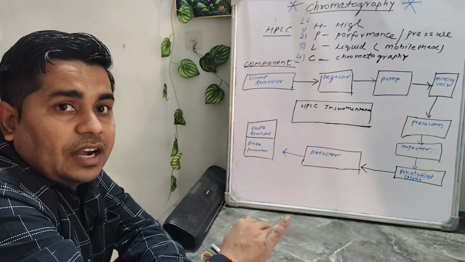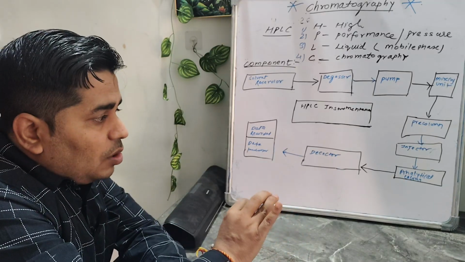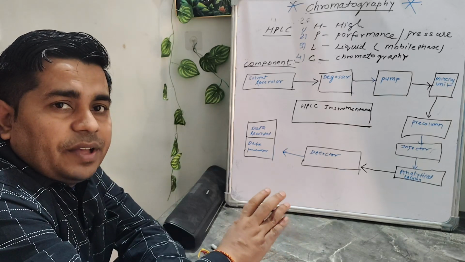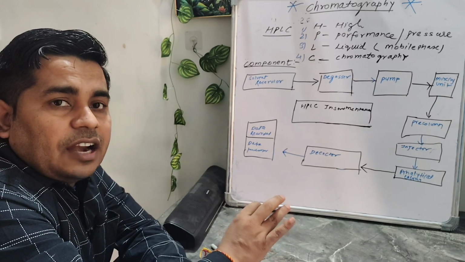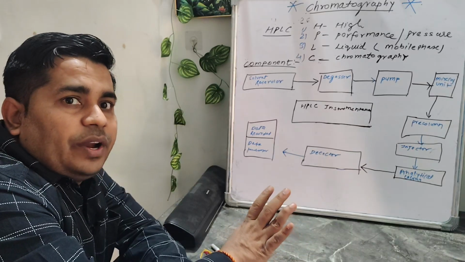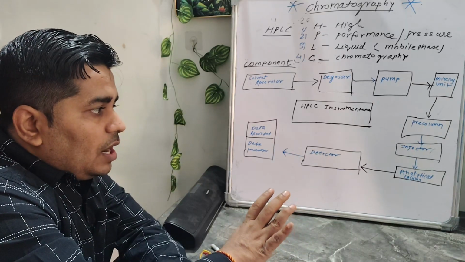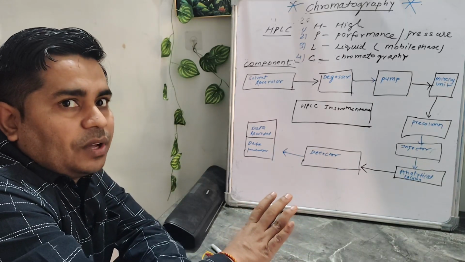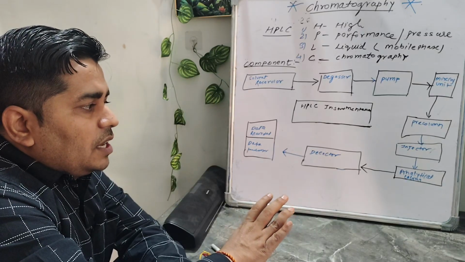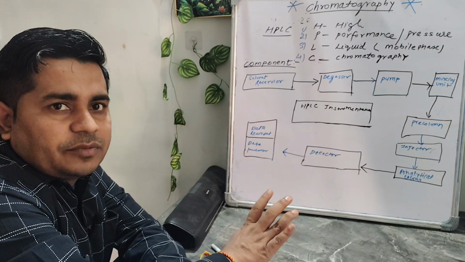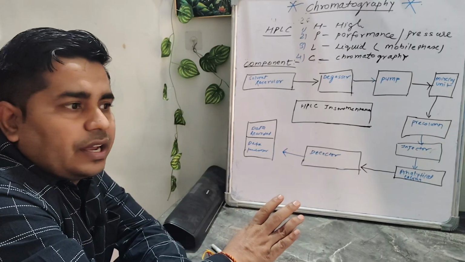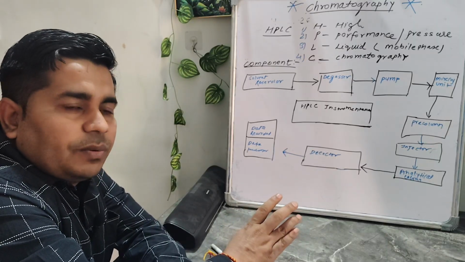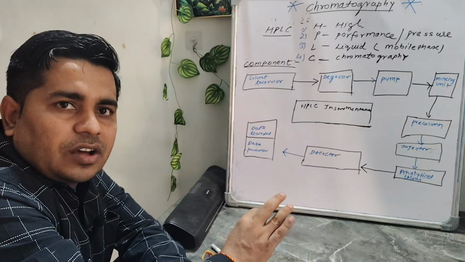Now we come to the analytical column. The analytical column plays a very important role in the separation of the analyte with the help of the eluent and diluent. So the analytical column is the heart of the chromatography. This is categorized into many types. It is also USP listed based on their separation and the nature of the molecule. We can select the analytical column accordingly.